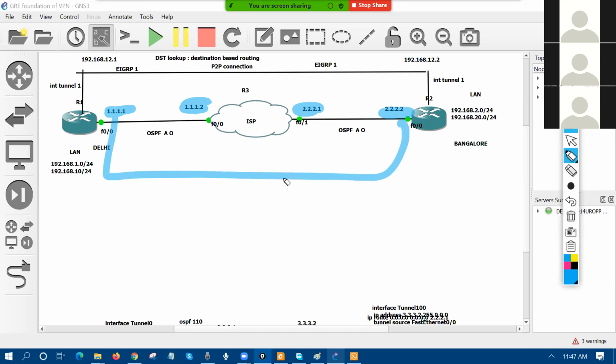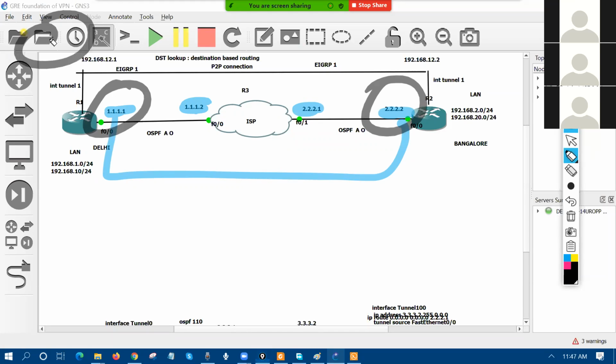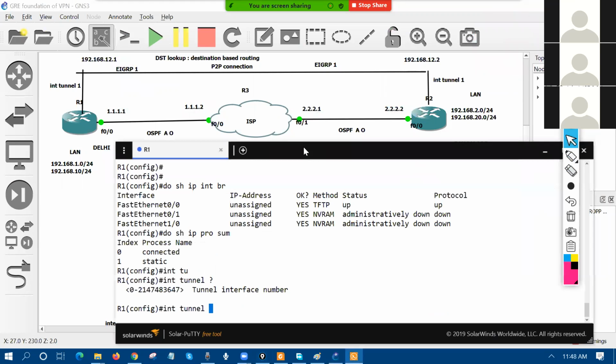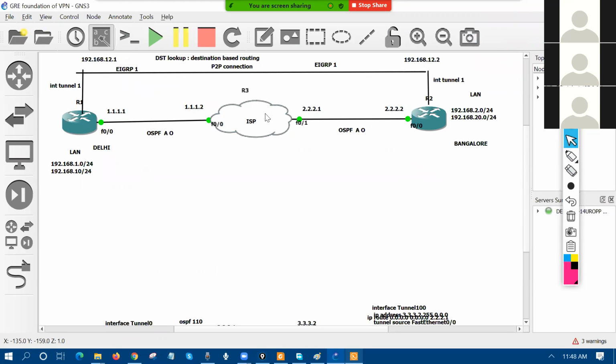So that we have a reachability from here to here. That's it. Because we are making a VPN between this guy and this guy, the source will be this guy and the destination will be this guy, right? From this user's perspective, this is the source and this is the destination. And from this user's perspective, this is the source and this is the destination. So we just need to make a reachability between this guy and this guy. ISP R2.